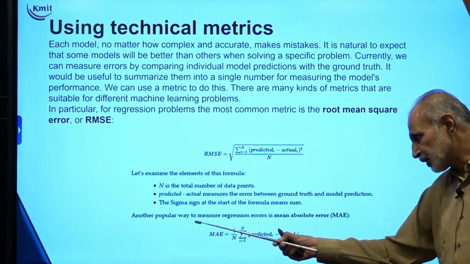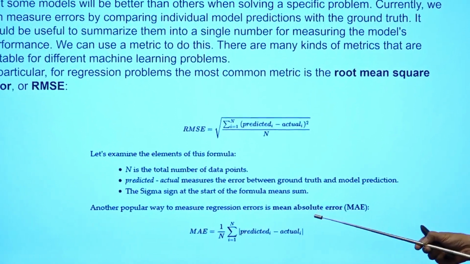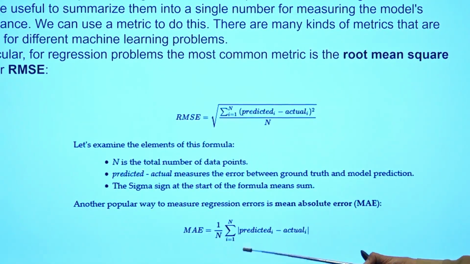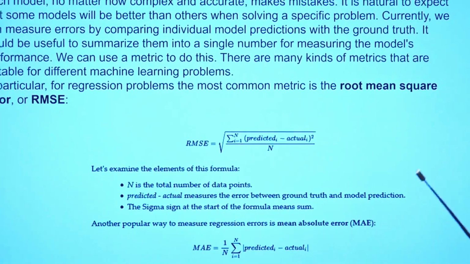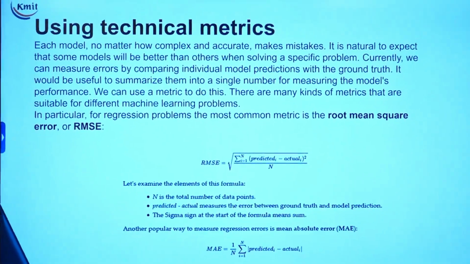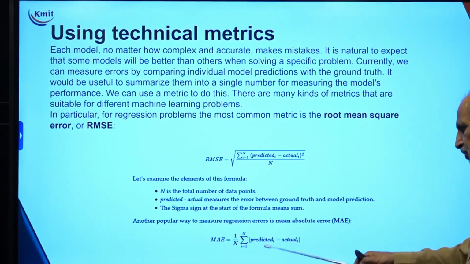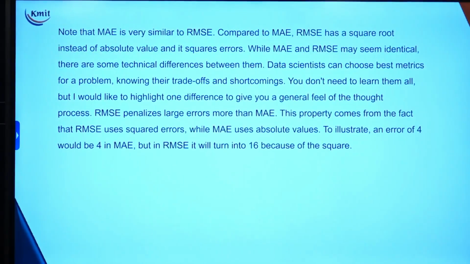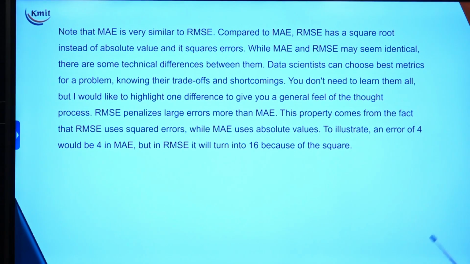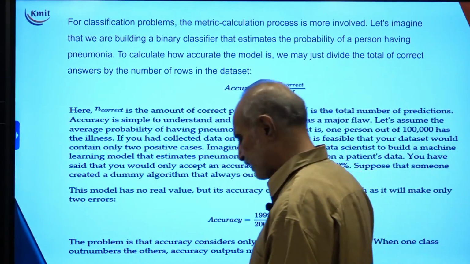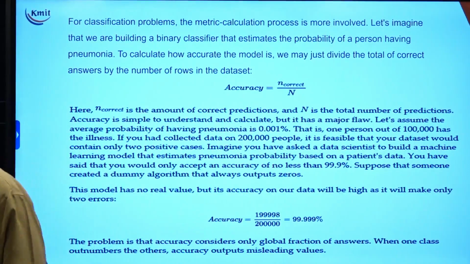So, another popular way to measure regression error is called the mean absolute error, MAE, which is equal to 1/n times the sum of the absolute value of predicted value minus actual value. Predicted minus actual could be negative, but the error has to be treated as positive. That is why we always take the mod operation. With this we can use MAE or RMSE to measure the performance of the model, which you are already aware of.